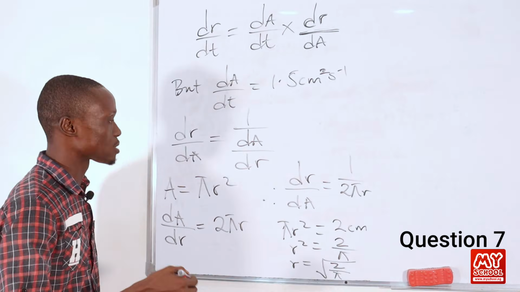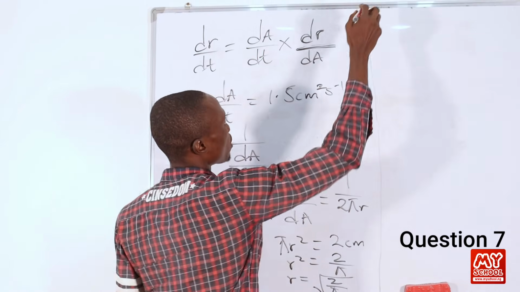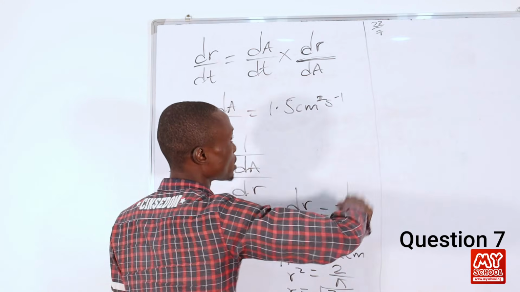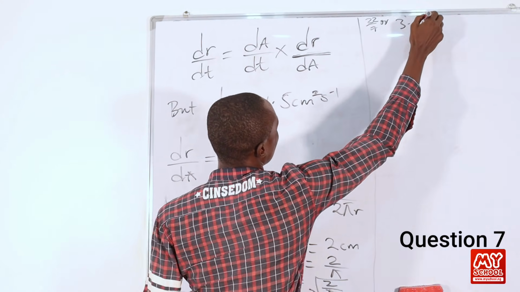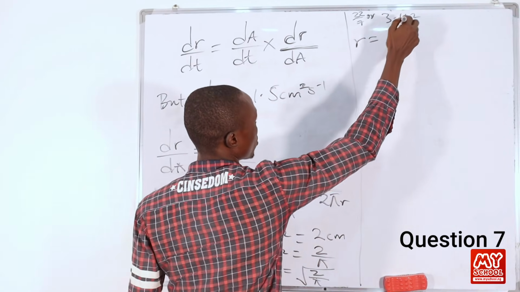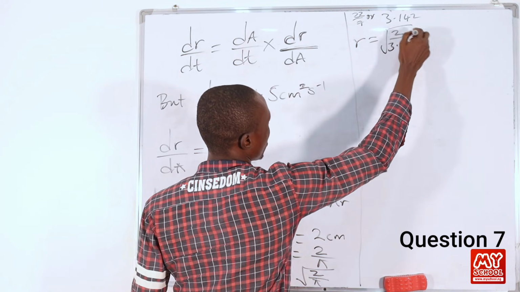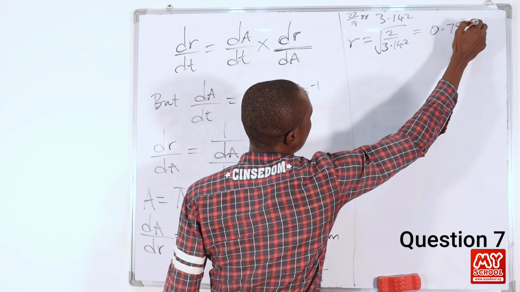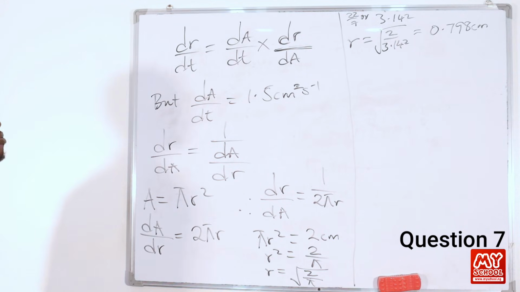Of course, we know that the value of pi is 22 over 7, or 3.142. So if we plug in the value here, we'll have r equal to root of 2 divided by 3.142, and that will be equal to 0.798 centimeter. Okay, so that is the value of the radius.